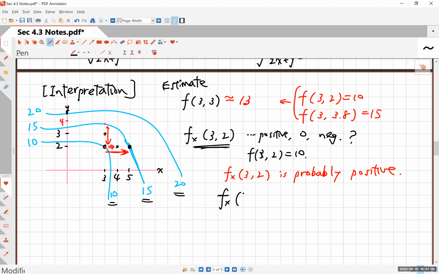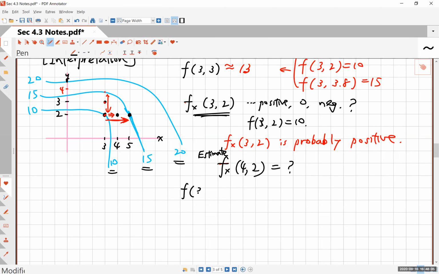What is f sub x of 4, 2? Estimate this. Estimate f sub x of 4, comma 2. Now 4, comma 2 is right here, okay? And so how would you do that? We don't know the exact answer, but I know that f of 3, 2 is 10, and f of 5, 2 is 15. If you figure out this point is right in the middle of this, then you can tell that f of 4, 2 is probably 12.5.